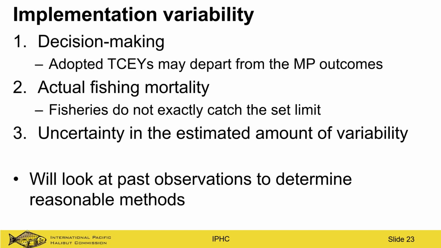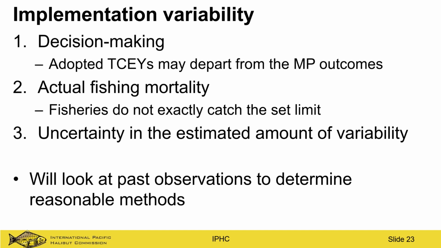So now the decision makers have set a limit, and the fisheries go out to fish that limit, but they don't exactly catch the exact limit. Of course not. They get really close in our commercial fisheries, but recreational fisheries may be a little bit off, and then bycatch is definitely an unknown compared to the limits. So there's that, what we call actual fishing mortality variability.